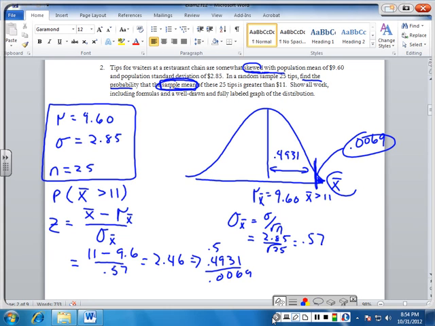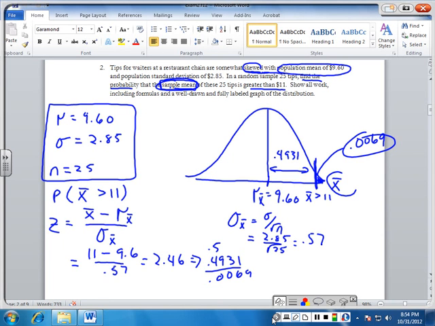What I had quite a few people doing was putting the center of the distribution as 11 and then doing the 9.6 is what they're computing. But what we're trying to find is the probability of sample mean greater than 11. The population mean is 960.